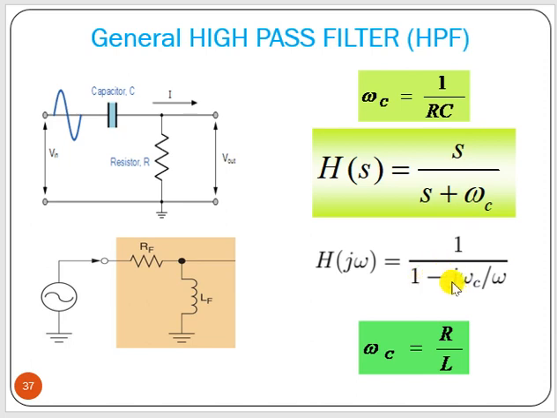So we will get 1 by 1 minus j omega C by omega. Now from that particular point, what we can see is that if we put omega equal to 0 here, that means something by 0, which is infinity, and 1 by infinity is nothing but 0. So we have 0 at omega equal to 0. If it is infinity, something by infinity will be equal to 0. Now 1 minus 0, so that will be 1. So it will be high. So that is the concept of low pass and high pass filter.